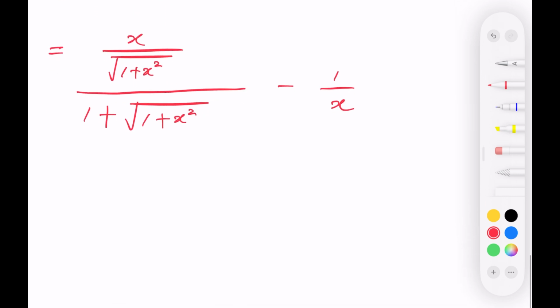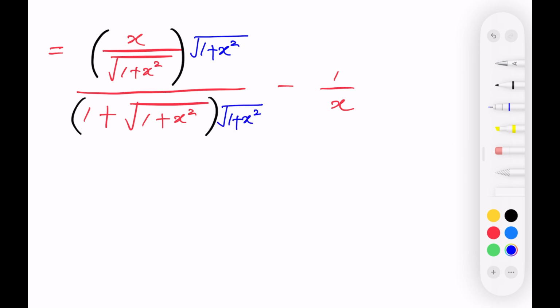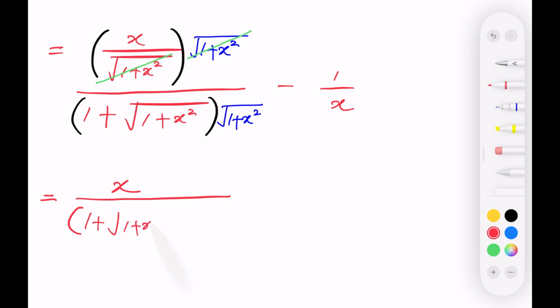Now we need to simplify all of that. How would you simplify them? Let me first consider this first fraction, both top and bottom. I'm going to multiply them by square root 1 plus x squared. When I do so, you can see that from the numerator, the square root 1 plus x squared and the square root 1 plus x squared can be divided out. Therefore, on the numerator, I will only have an x term, and in the denominator, I have inside parentheses 1 plus square root 1 plus x squared times another square root 1 plus x squared, and that minus 1 over x.